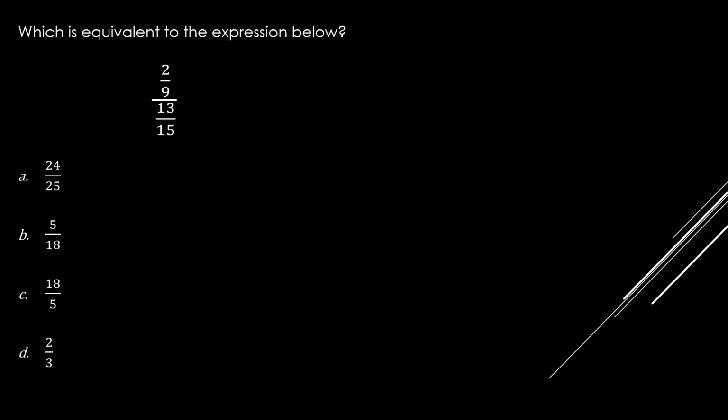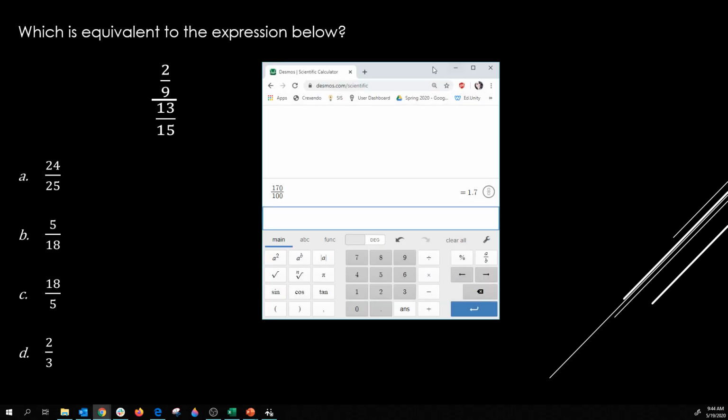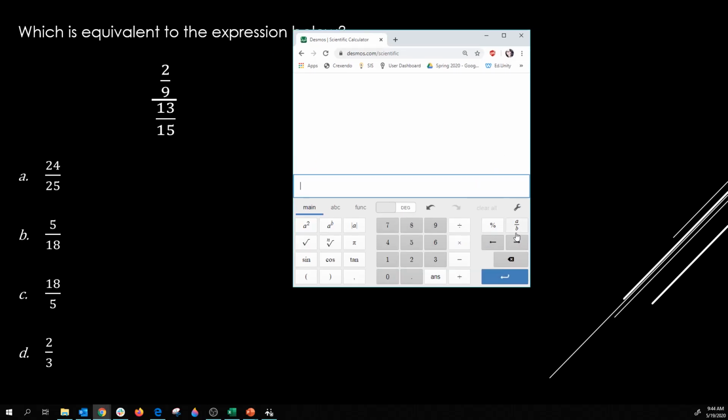Which expression is equivalent to this weird looking fraction here? For this one, it's super easy. Type it into a calculator. I'm going to hit the fraction button first, and then I'm going to type in 2 over 9 in the top, and then go to the bottom and do 13 over 15. Click this to change it into a fraction for me, and I get 10 over 39.